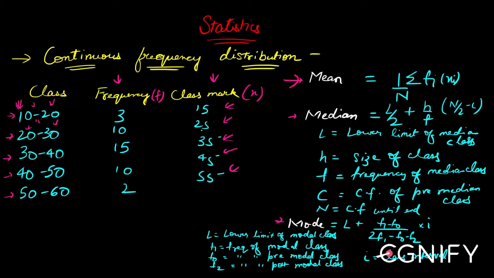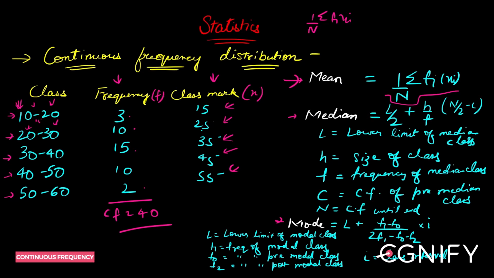Now to get the mean of this data, you simply have to take sigma fi xi by n, right? It's already written here. What is n here? N is the cumulative frequency of all frequencies. So basically 3 plus 10, which is 13, plus 15, which is 28, plus 2, 30, plus 10, 40. So 40 is what you will get from here, right? So this is your n, capital N.